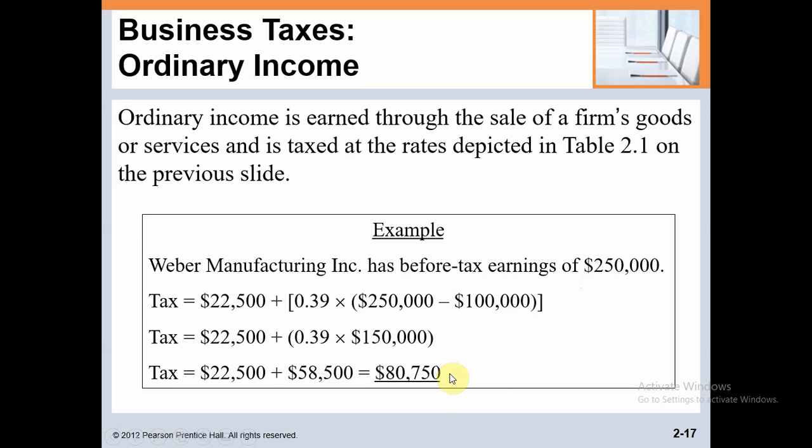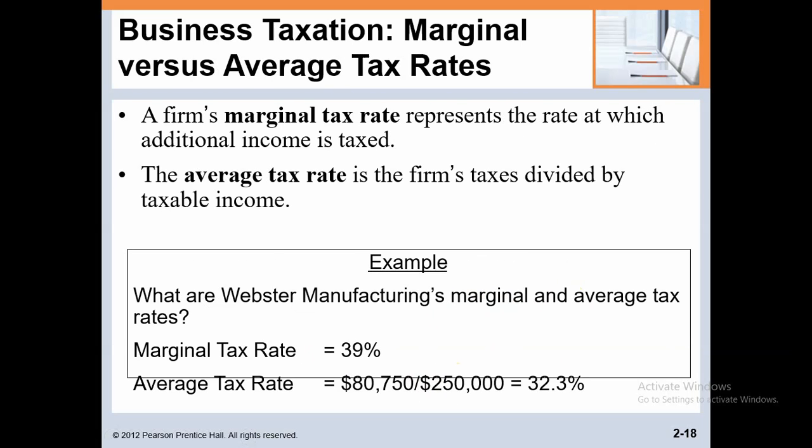This is the basic form which, most of the time, individuals, sole proprietorships and partnership forms of business use as the ordinary income taxation policy. The other one is the most useful in the corporation, and that is called the marginal versus average tax rate. A marginal tax rate represents the rate at which additional income is taxed.